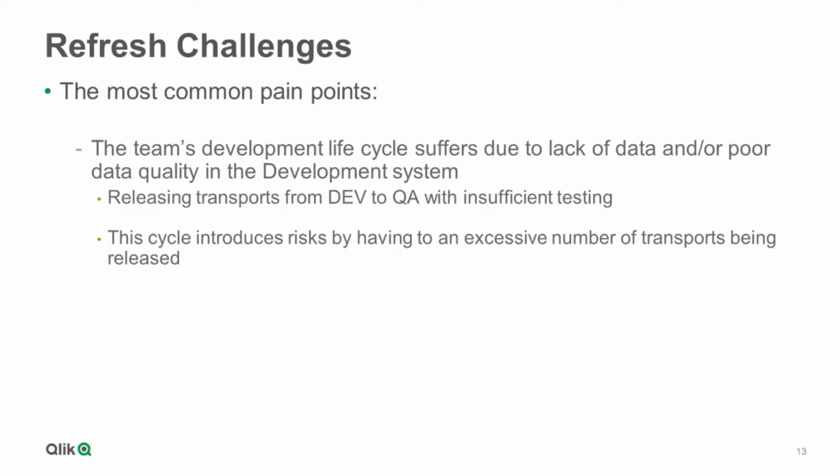Ideally, unit testing should be executed in dev until the proper outcome is achieved, and only then should the changes be released from dev to QA. So using Gold Client to copy good data into dev can help restore the development lifecycle and reduce the associated risks that can occur when having an excessive number of transports being released.